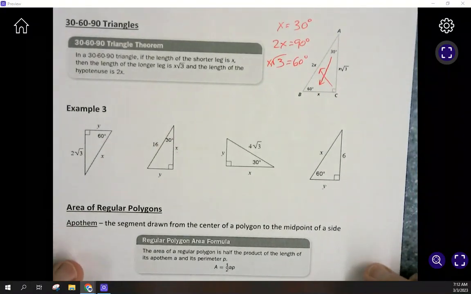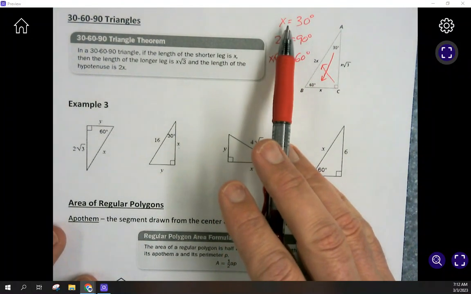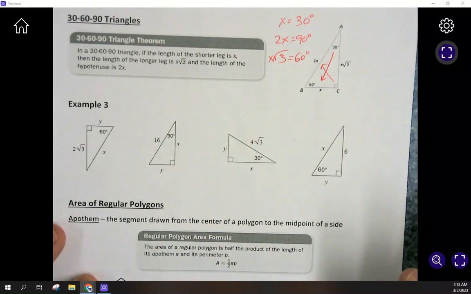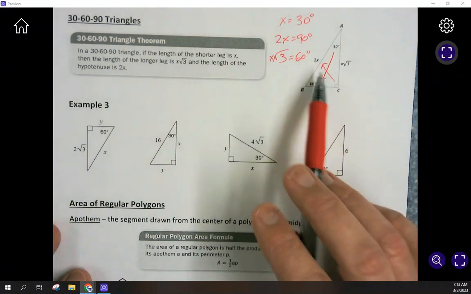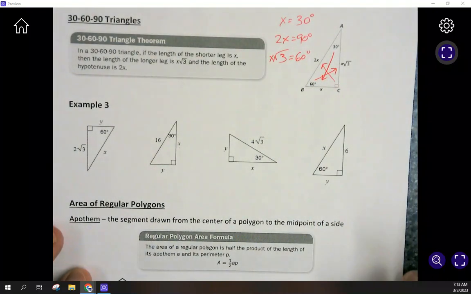So that's not going to be the case here on the 30, 60, 90s. Sometimes if we're given just x or 2x, it's easy to find the other one, and then we just have to deal with x radical 3. And you could go back to the Pythagorean theorem once you've got two of the sides. But we want to get a little faster with these. And again, x radical 3 is across from 60.